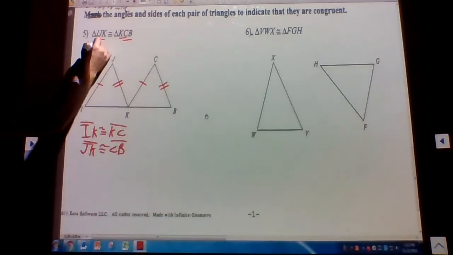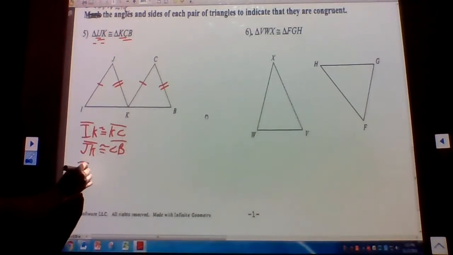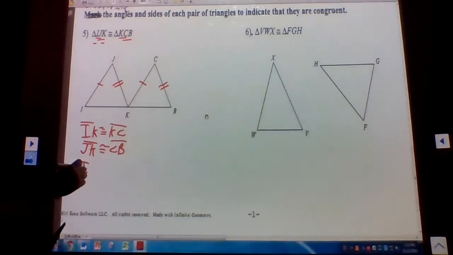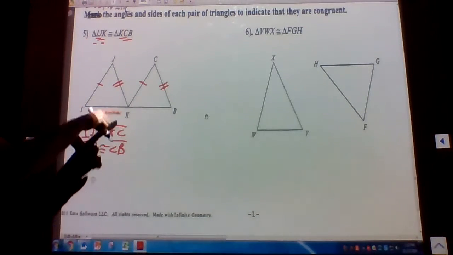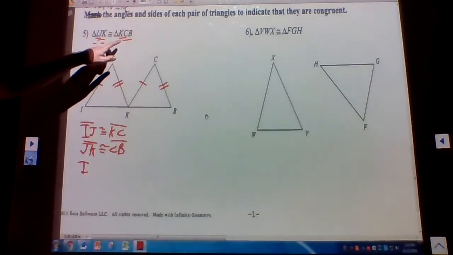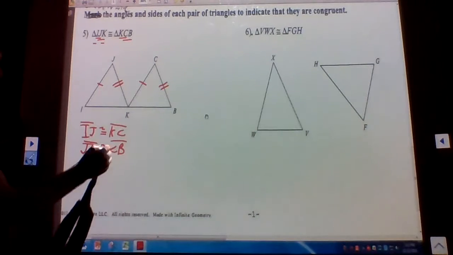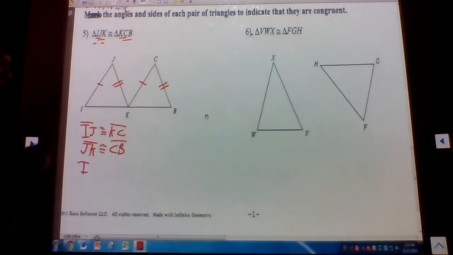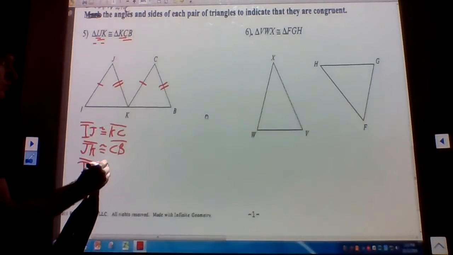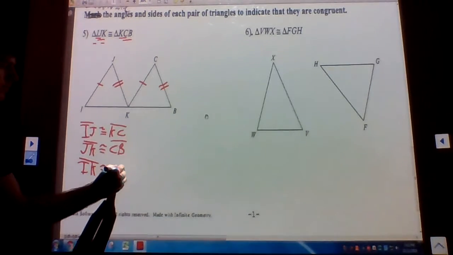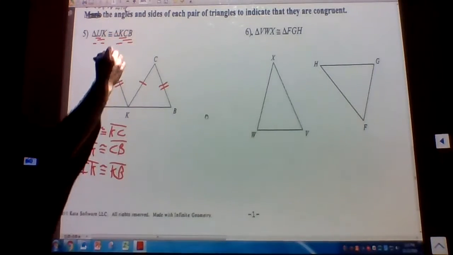And then we have IK. I'm sorry, what did I do first? I meant IJ. IJ were the first 2, and then KC were the first 2. And then JK and CB. This doesn't look like a C. Okay, and then IK is congruent to KB. Right, the first and the last, first and the last.